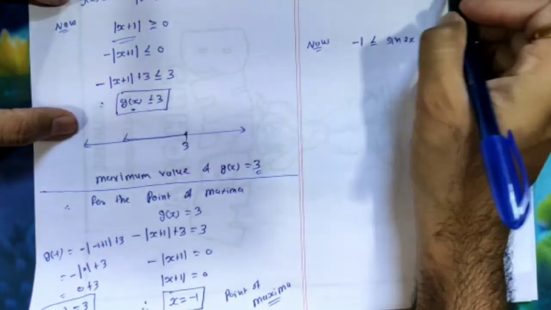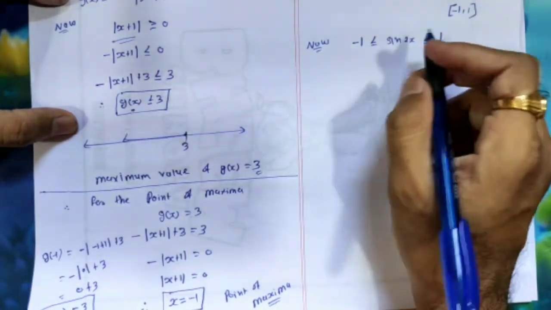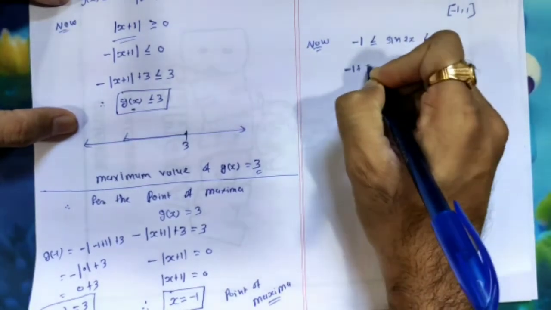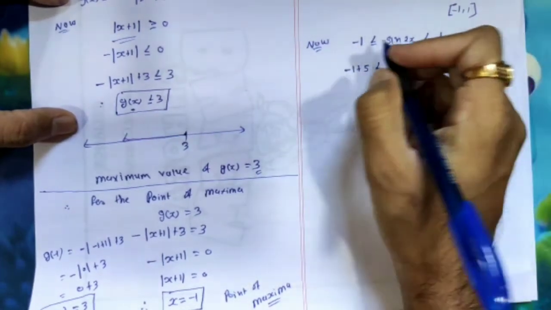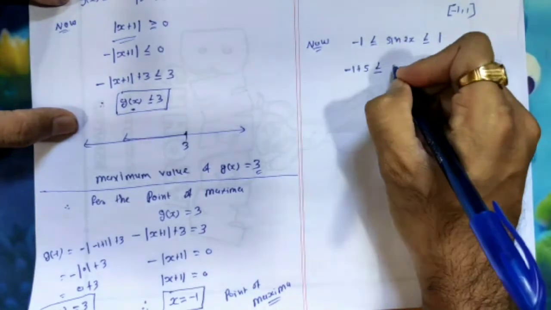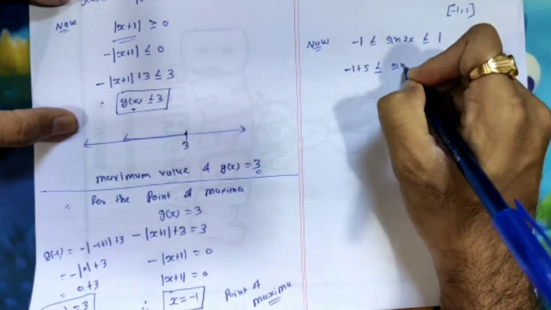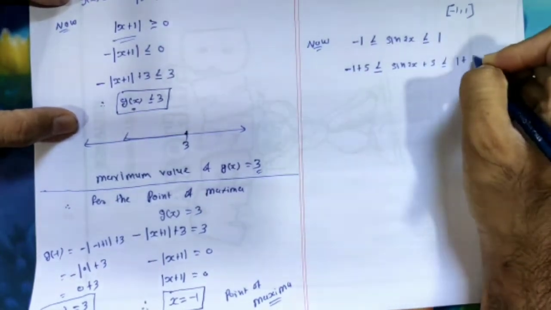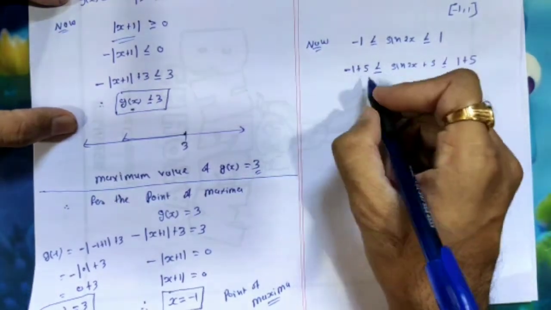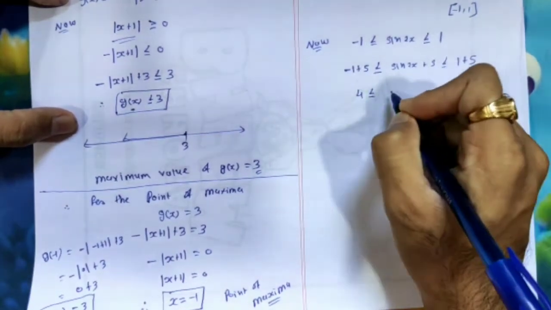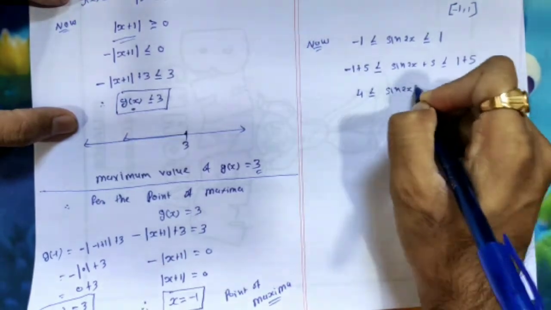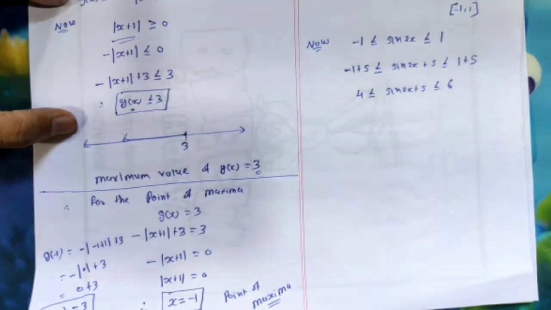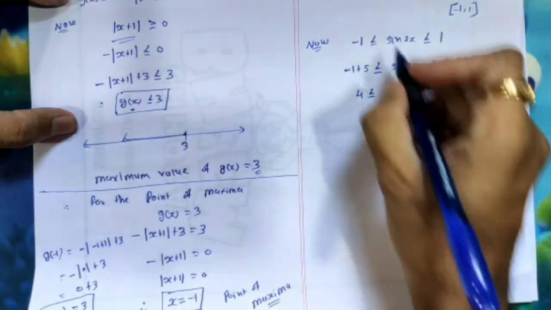Now we have sin 2x plus 5. So we are adding plus 5 on both sides, so the inequality will not change. In fact, we add 5 to all three terms. So it's minus 1 plus 5 less than or equal to sin 2x plus 5 less than or equal to 1 plus 5. Now this is 4 less than or equal to sin 2x plus 5 less than or equal to 6. So what is this sin 2x plus 5, which is our function?